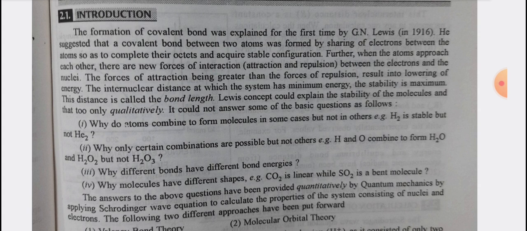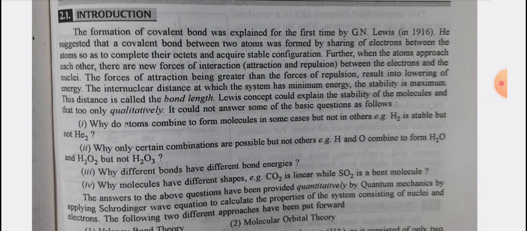Further, when the atoms approach each other, there are new forces of interaction, that is attraction and repulsion, between the electrons and the nuclei. The forces of attraction being greater than the forces of repulsion result in lowering of energy. The internuclear distance at which the system has minimum energy, the stability is maximum. This distance is called the bond length.